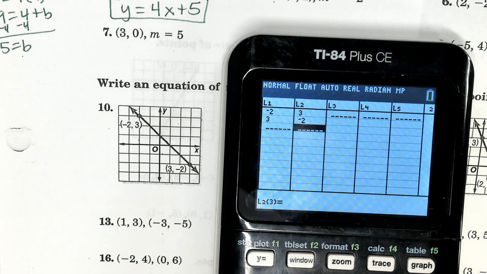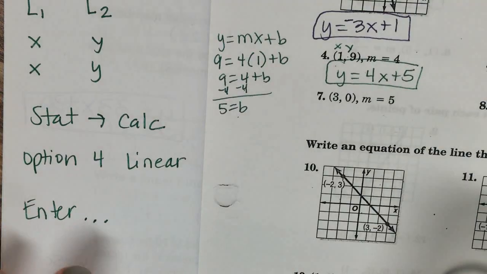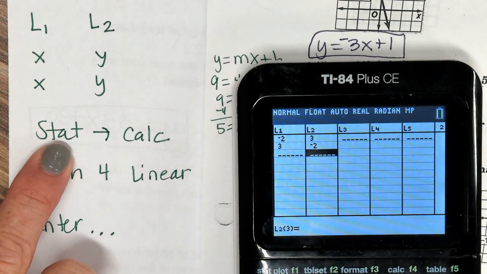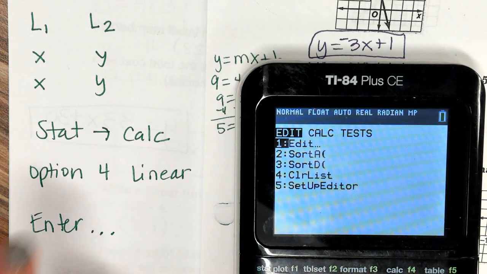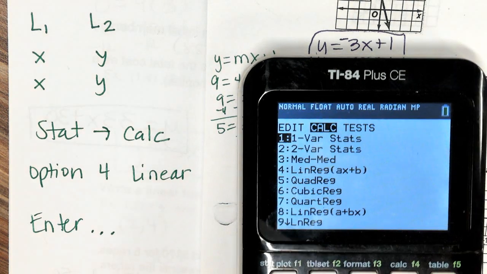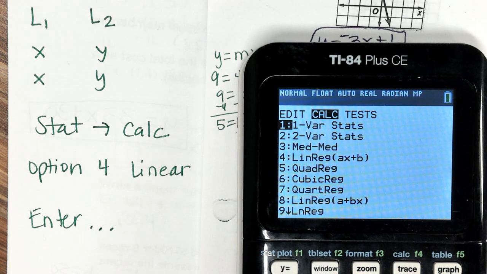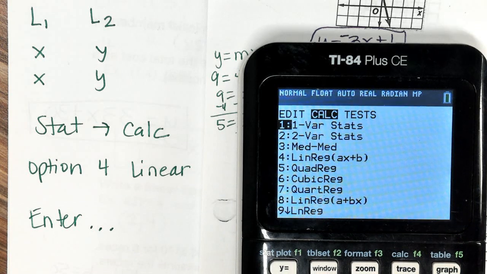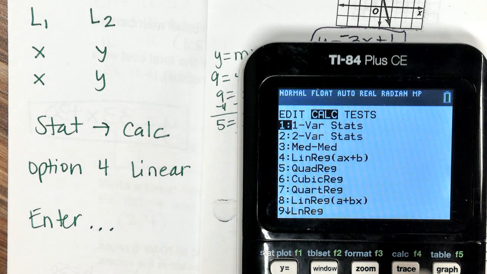Now that my coordinates are in, I go back and follow the directions we wrote down. So what did we write? Push stat again. Now what does it say? Arrow over to calc. Now look at the options because you might memorize it, but look at them. Which one says linear? 4. Option 4.